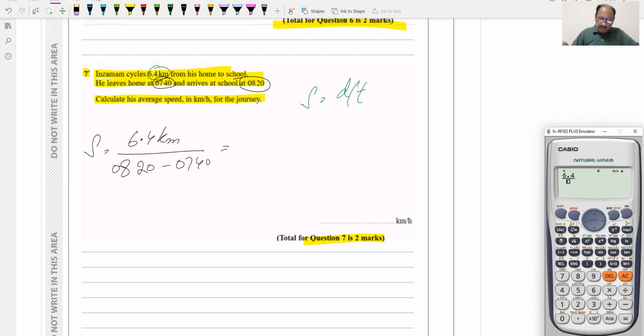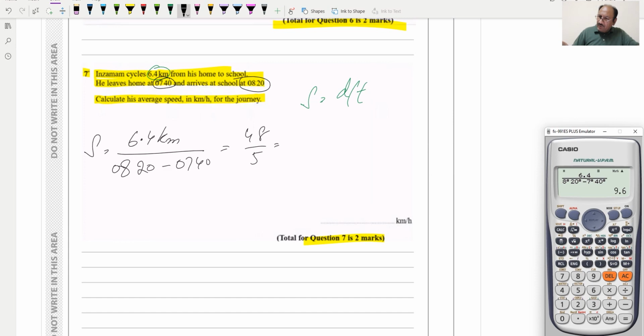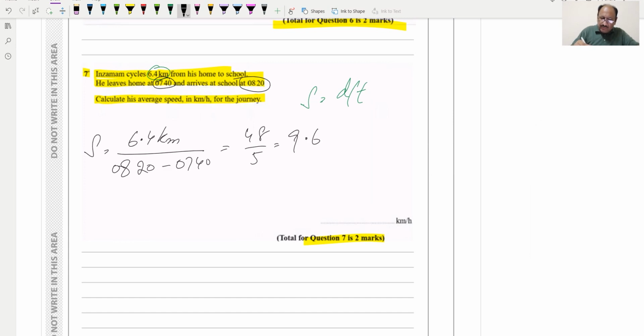So 6.4 over, this will be 8 hours. I will write 8 hours, time button I am using, and 20 minutes, and minus 7 hours and 40 minutes. This is what I have written directly in my calculator, and this will be equal to 48 by 5, 48 over 5. In decimal we can provide 9.6, so it will be 9.6 kilometer per hour. This will be our answer over here.